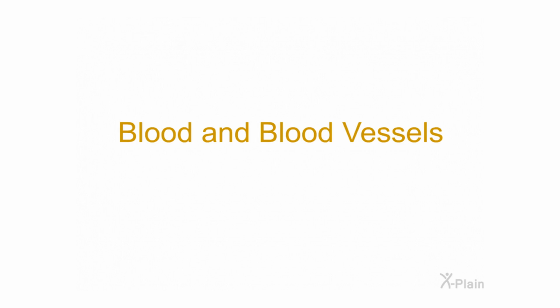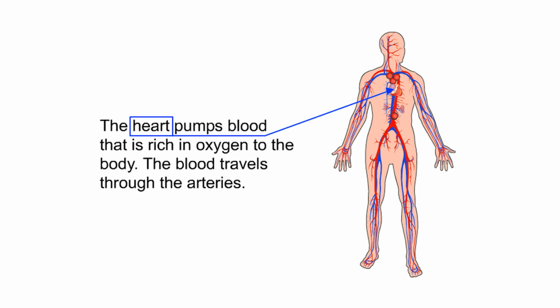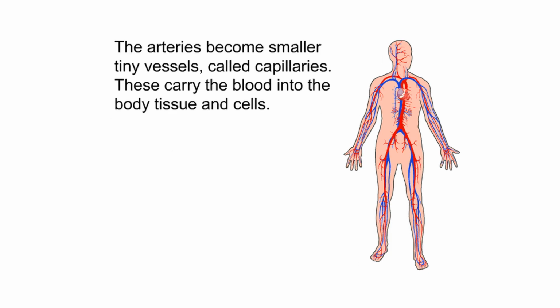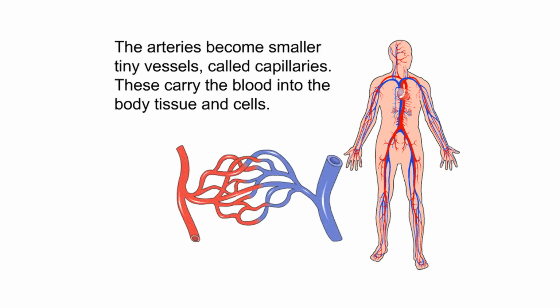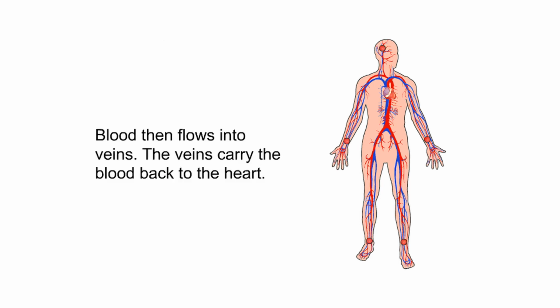Blood and blood vessels. The circulatory system is made up of the heart, blood, and blood vessels of the body. The heart pumps blood that is rich in oxygen to the body. The blood travels through the arteries. The arteries become smaller, tiny vessels called capillaries. These carry the blood into the body tissue and cells. Blood then flows into veins. The veins carry the blood back to the heart.